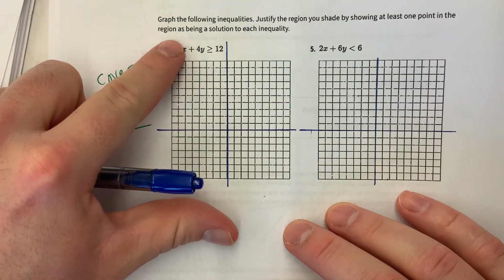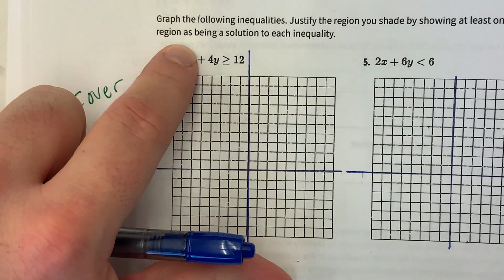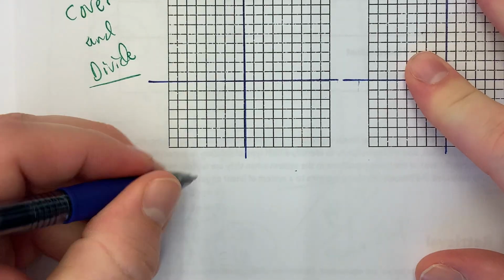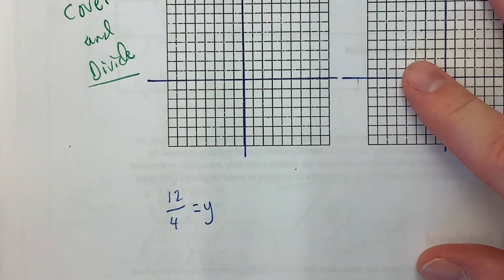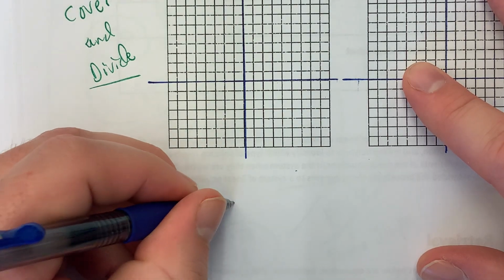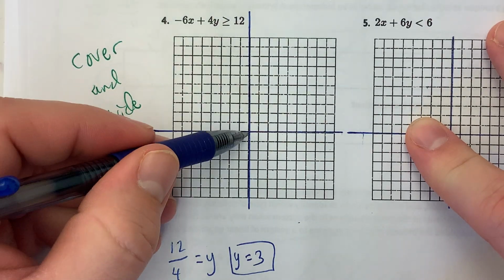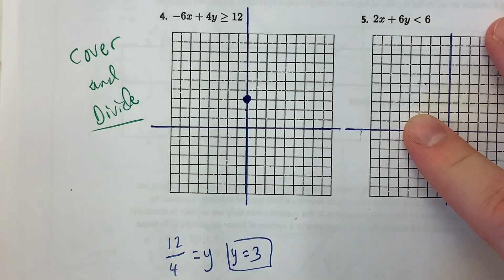So you take your finger and you cover this. And then what are you dividing? What divided by what? It's going to be 12 divided by 4. I like to write a little note. 12 divided by 4. And that's what y equals, okay? And 12 divided by 4 is 3, so y is 3. Now what do you do with y is 3? Well, you go up to 3 on the y, and you put a dot.